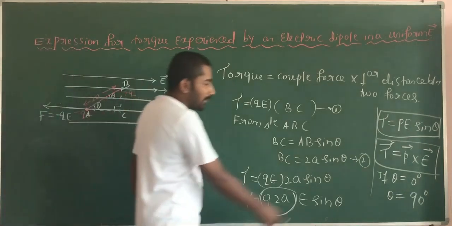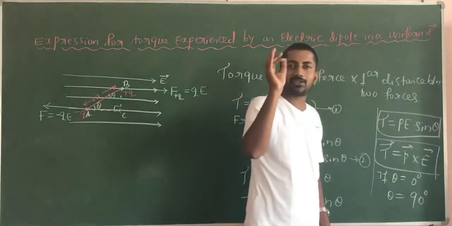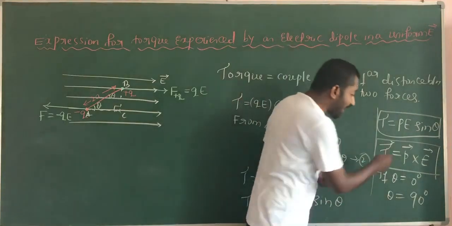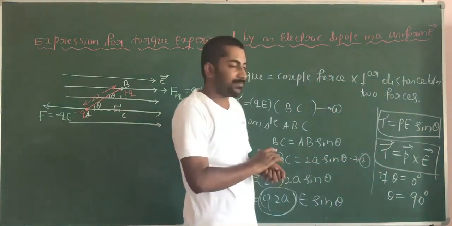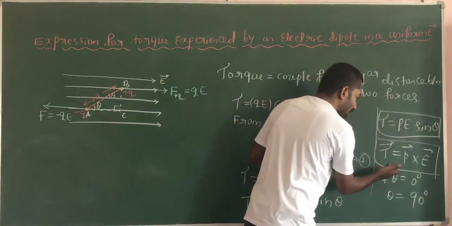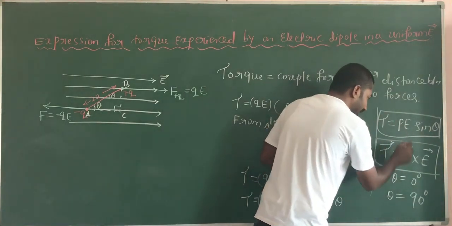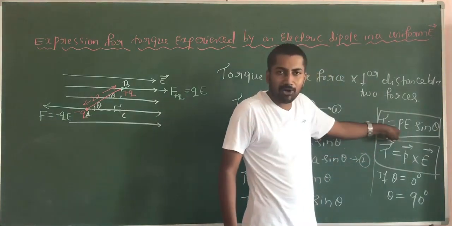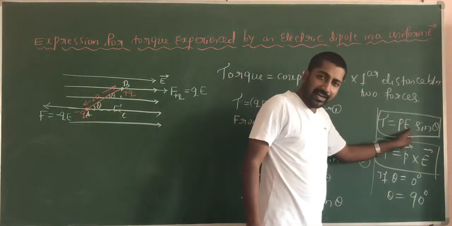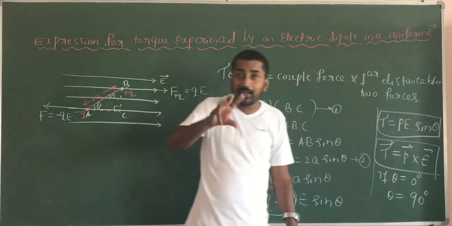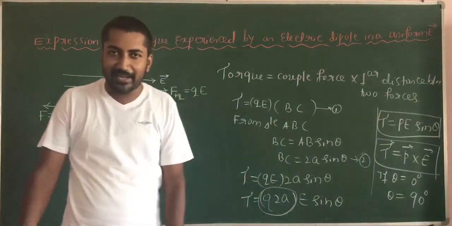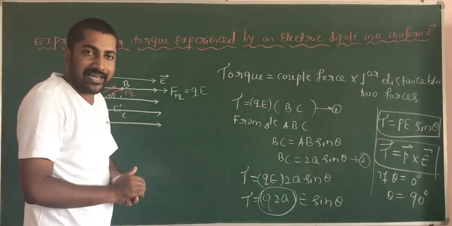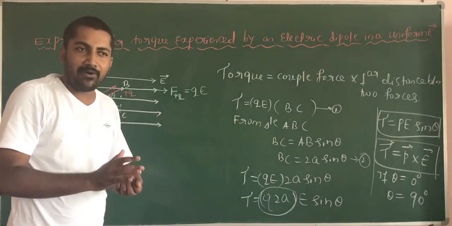The torque tau is equal to PE sin theta. When theta is equal to 90 degrees, the torque is maximum. When theta is equal to 0 degrees, torque is minimum. Expressing this equation in vector form, tau is equal to vector P cross vector E. Here P is the dipole moment, E is the electric field, and theta is the angle between them. This is the expression for torque experienced by an electric dipole in a uniform electric field.